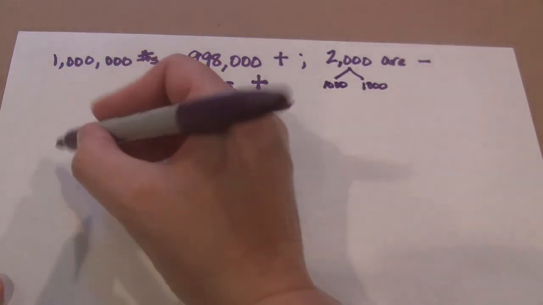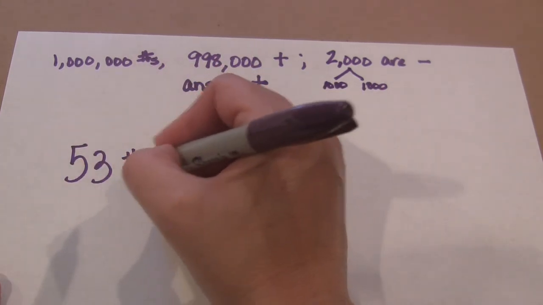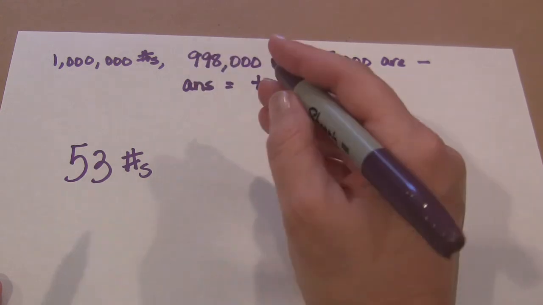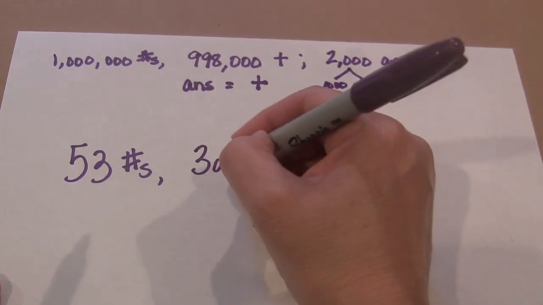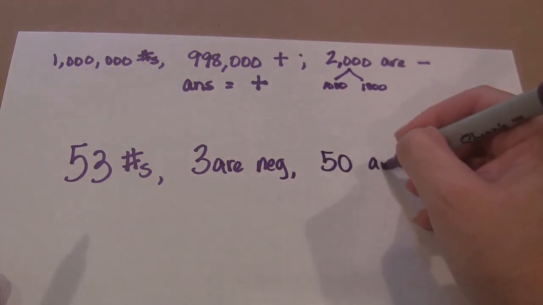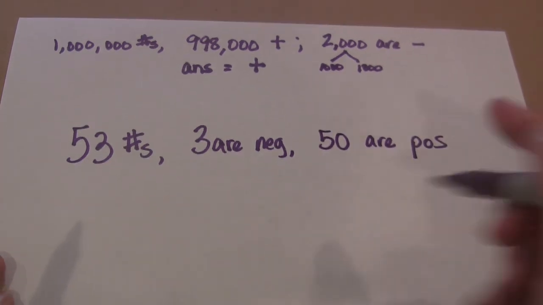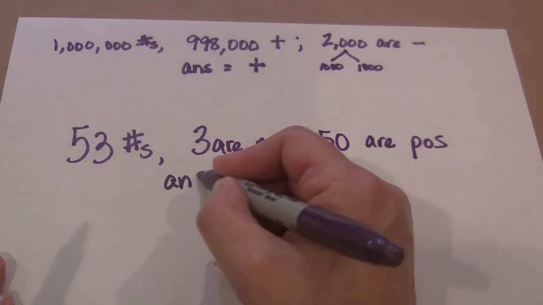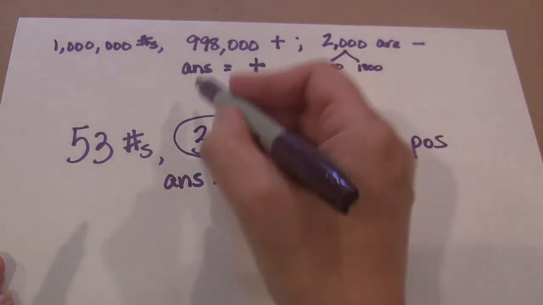All right, let's try one more. Let's say we have 53 numbers. Any old numbers. None of them are 0. I'm going to tell you that 3 are negative, and I'm going to tell you that 50 are positive. What is your answer? Well, your answer is going to be negative. You only have 3 negative numbers.